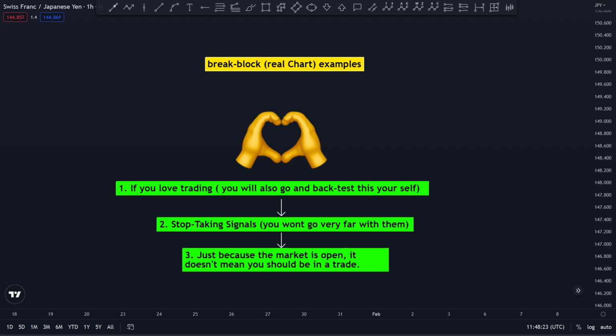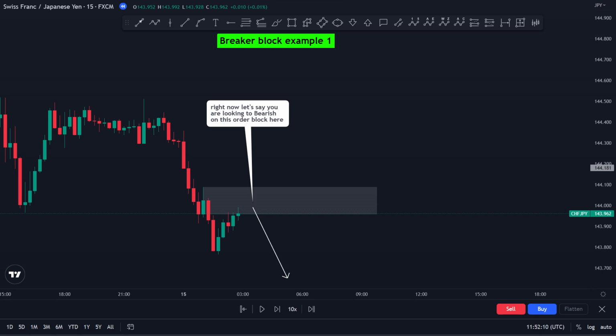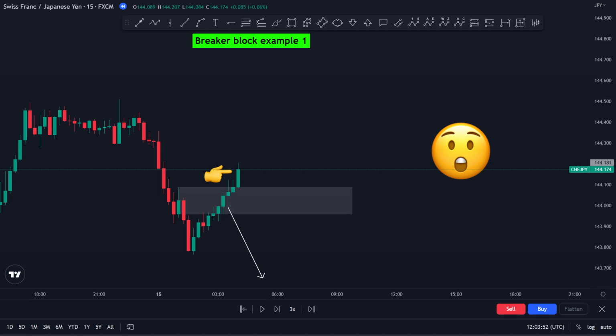Let's move on to the breaker block on a chart. We will follow all the steps to make a sell setup on this area. On the first step, we will identify and draw our order block. Now we can see that we have an order block at this area. Right now, let's say you are looking to go bearish on this order block. Then price action decides to break the previous order block and trade higher.